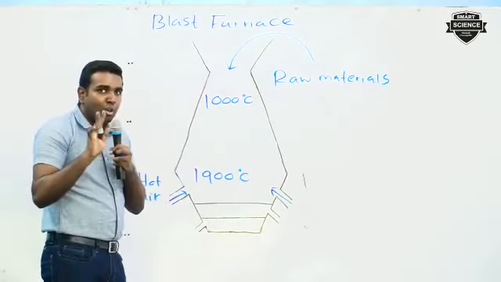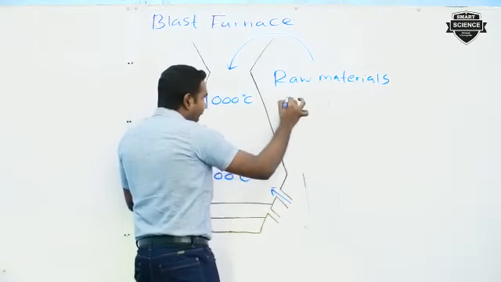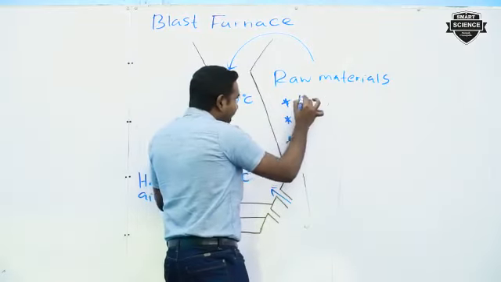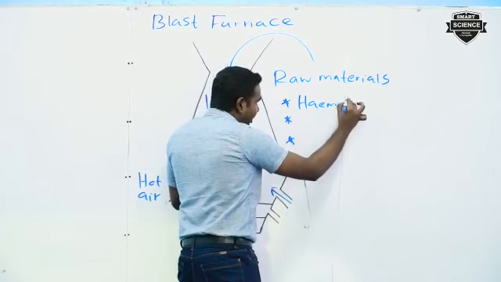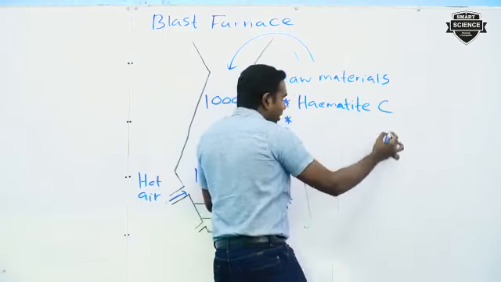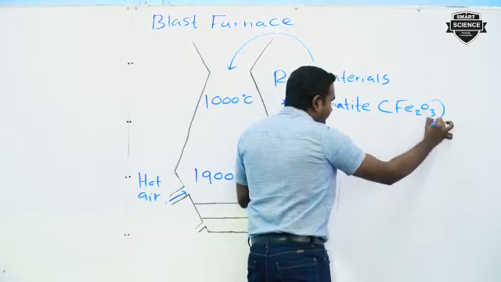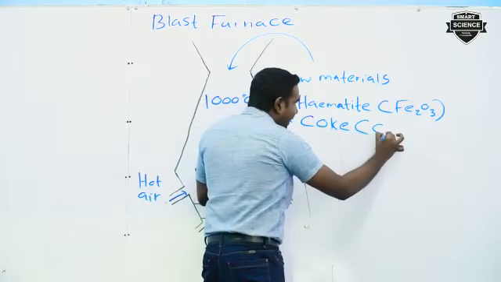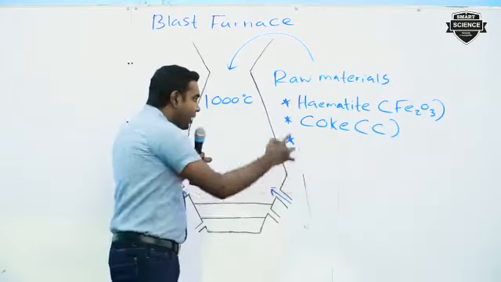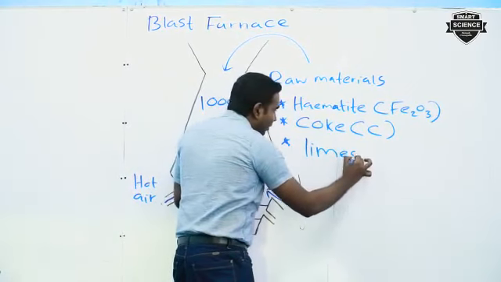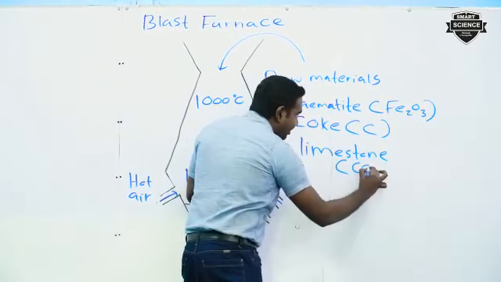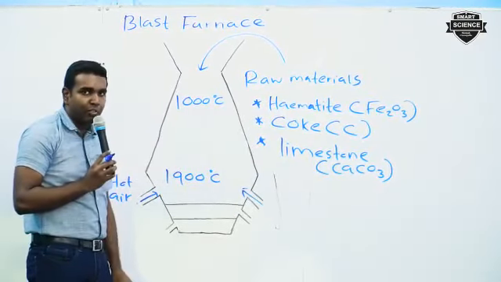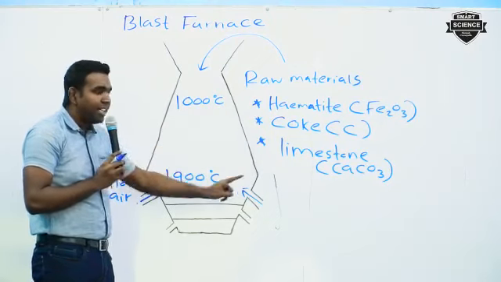Here we add 3 raw materials to the furnace. One is hematite, which contains iron 3 oxide. Second one, coke, which is mainly carbon. Third one, limestone, which is calcium carbonate. These are the 3 raw materials we add to the blast furnace: hematite, coke, and limestone.